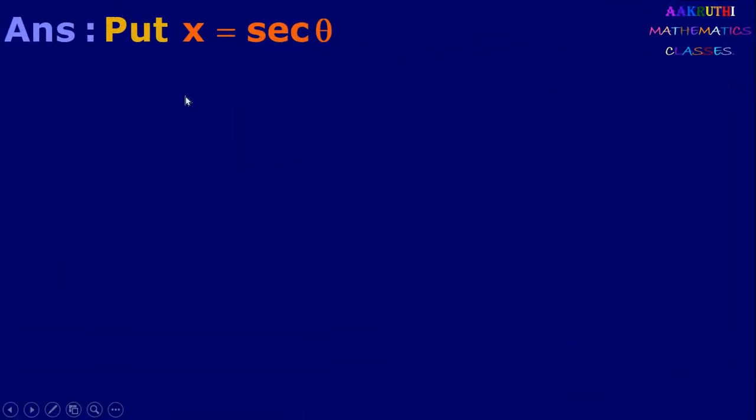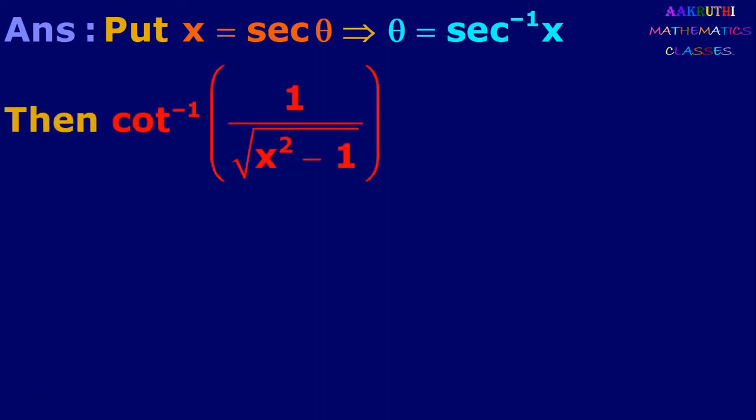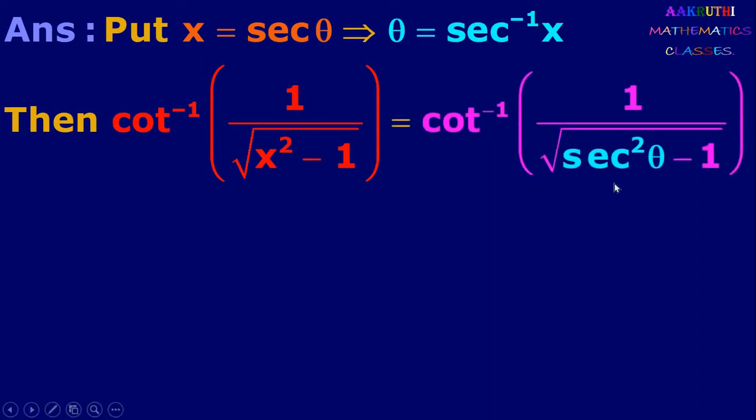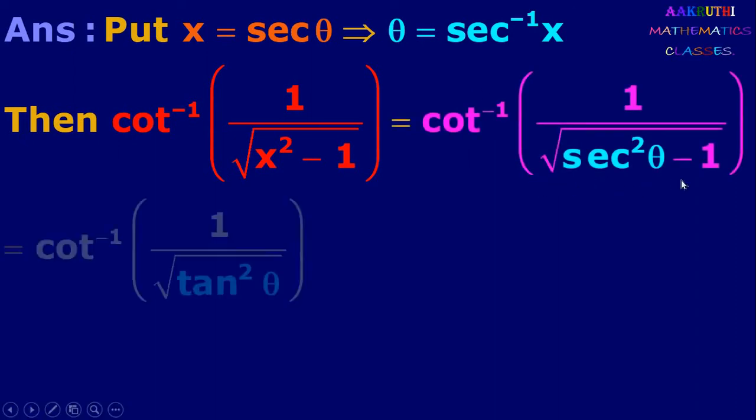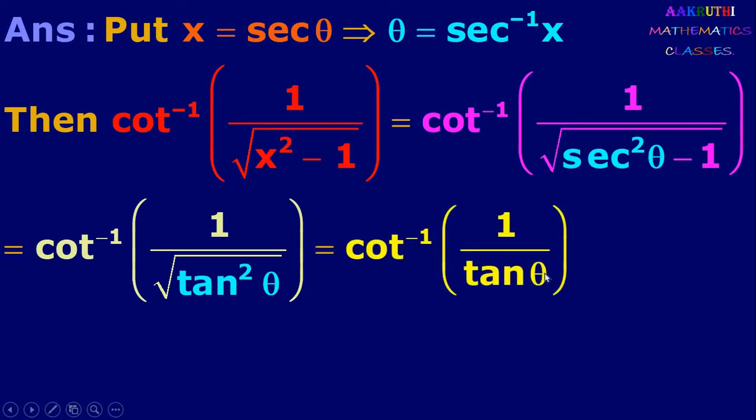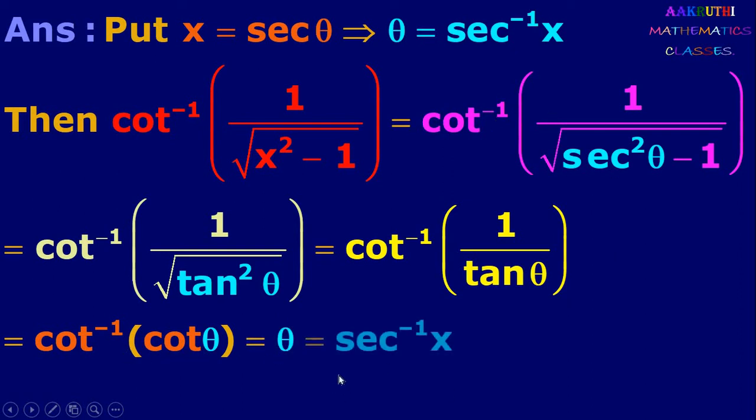So we put x equal to secant theta and theta equal to secant inverse x. Given cot inverse 1 by root of x square minus 1, substitute x equal to secant theta, we get cot inverse 1 by root of secant square theta minus 1. So secant square theta minus 1 is tan square theta, it is cot inverse 1 by root of tan square theta. Square would get cancelled, so we get cot inverse 1 by tan theta, and 1 by tan theta is cot theta, so it is cot inverse cot theta. Again cot inverse cot get cancelled, so remaining is theta, and theta value is secant inverse x. So here the simplified answer is secant inverse x.